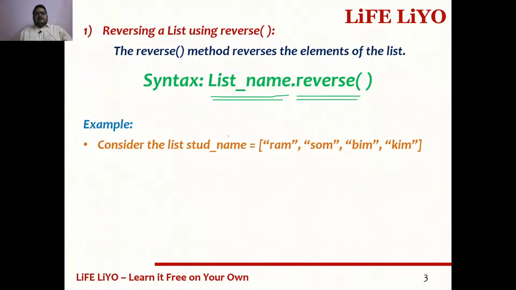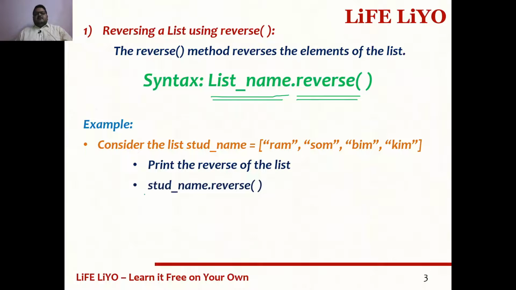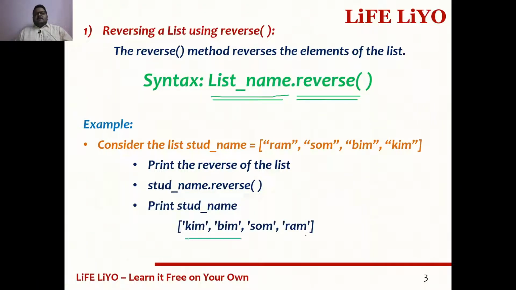So for example, consider the list student name: Ram, Som, Bim, Kim. To print the reverse of the list, simply student name dot reverse. So print student name, and we are going to get the reverse of the list.